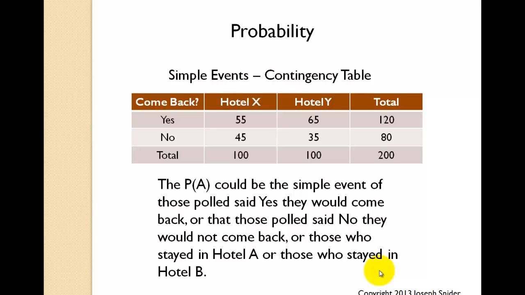This can be seen by using contingency tables. If we have a hotel X and a hotel Y, and then whether they would come back, there was some survey that people were polled and they answered whether they would come back or not for these two hotels. The simple events in this case are I stayed in hotel X, or I stayed in hotel Y, or I said I would come back, or I said I wouldn't come back. Those are simple events.